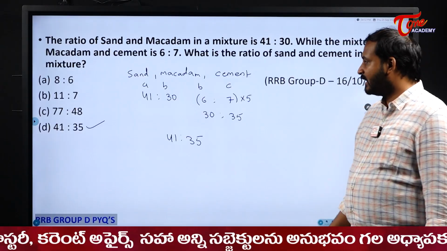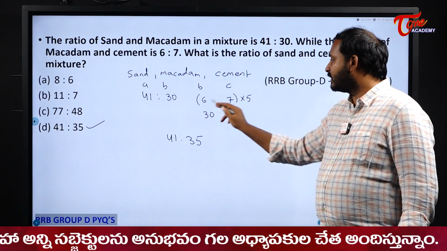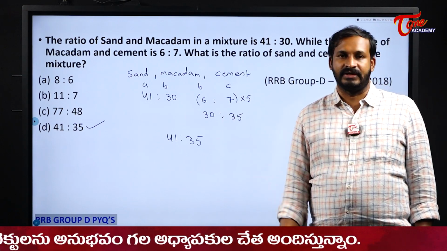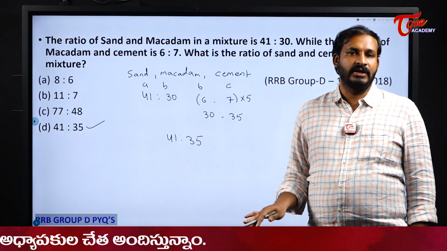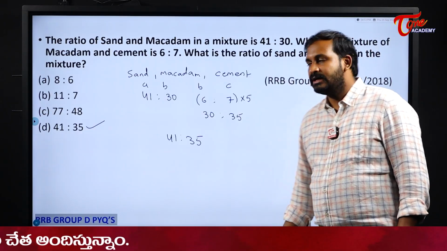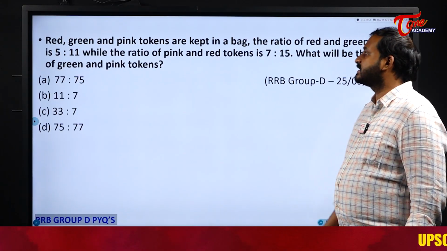41:35. Directly. Why? Because the LCM of 30 and 6 is 30 itself. So to make it 30, I should multiply my second one with 5. First one is not at all disturbed. Why? Because already it is 30. No need to do anything for that first one. Okay, right?